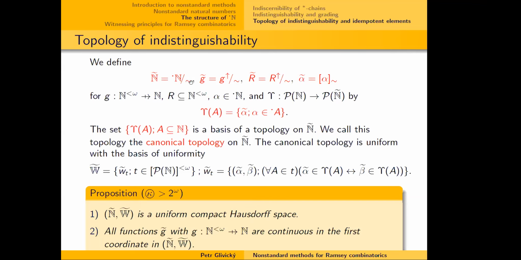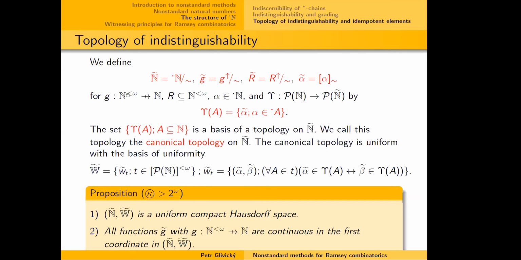by the indistinguishability relation. We can not only factor the set, creating n tilde, but we can also take factors of all the functions and all the relations, because the indistinguishability relation is congruent with respect to all of them, as we just saw. So we can factor all functions and the relations as well. And in such a way, we get the factor structure.